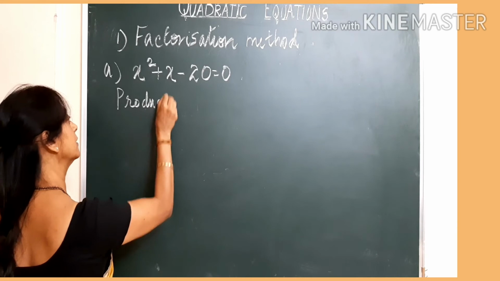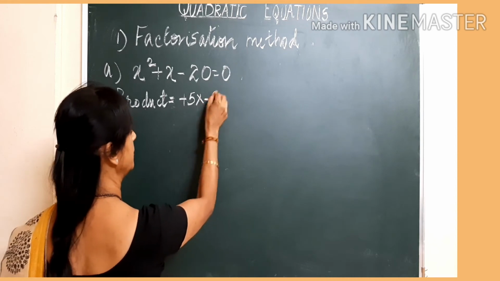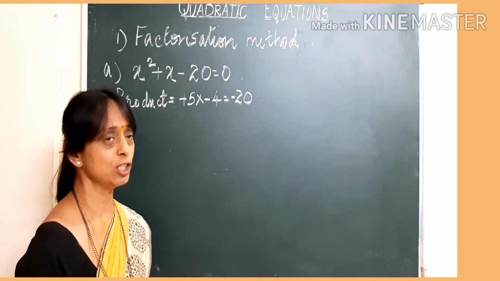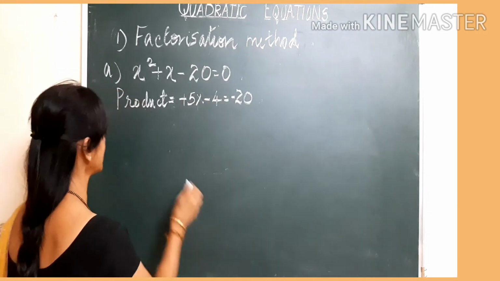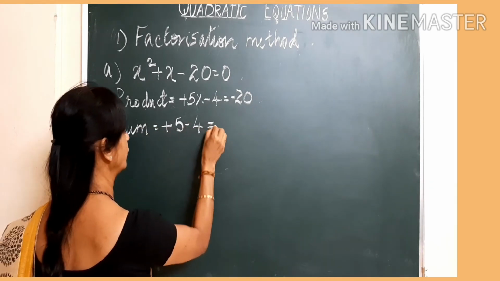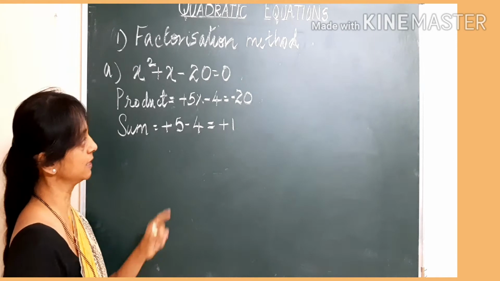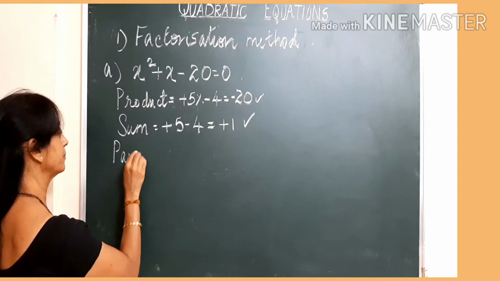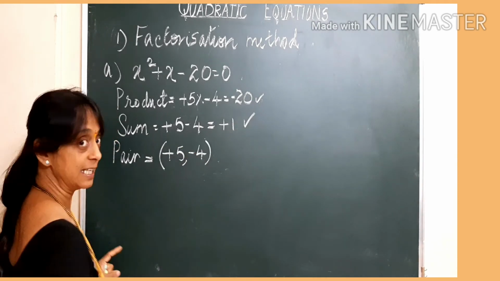The product of plus 5 into minus 4 is equal to minus 20. So it is satisfying the first condition. Let's drop the operation of multiplication and just sum up the two numbers. The sum will be plus 5 minus 4, which gives you plus 1, the coefficient of the middle term. So it is satisfying both the conditions. So the pair of numbers that we have chosen, plus 5 and minus 4, is correct.